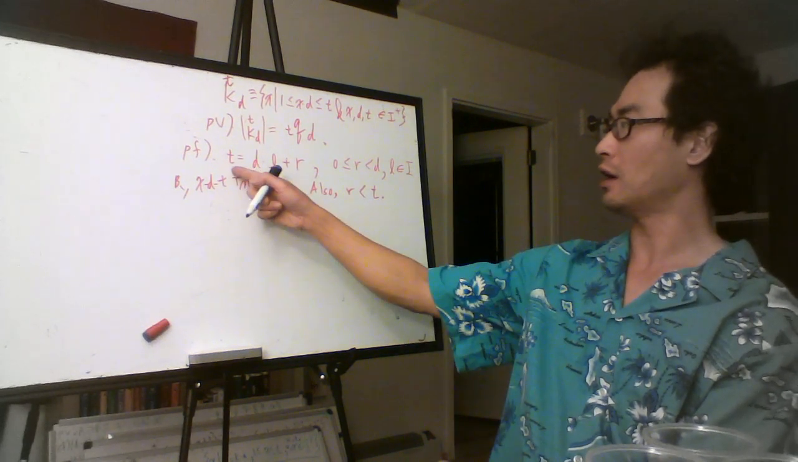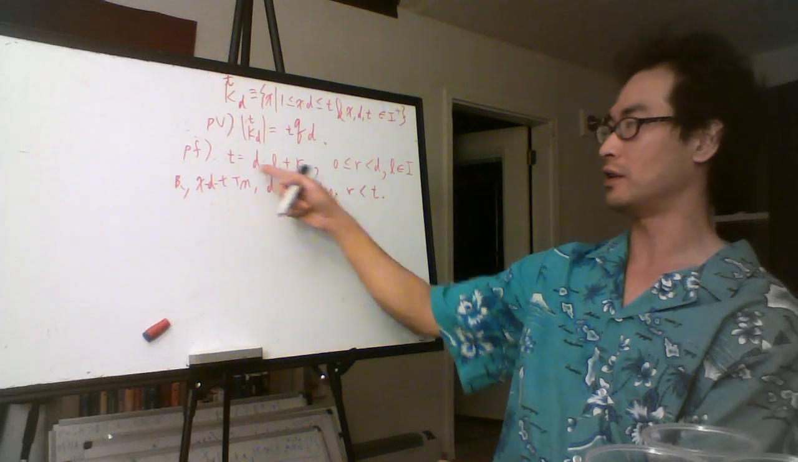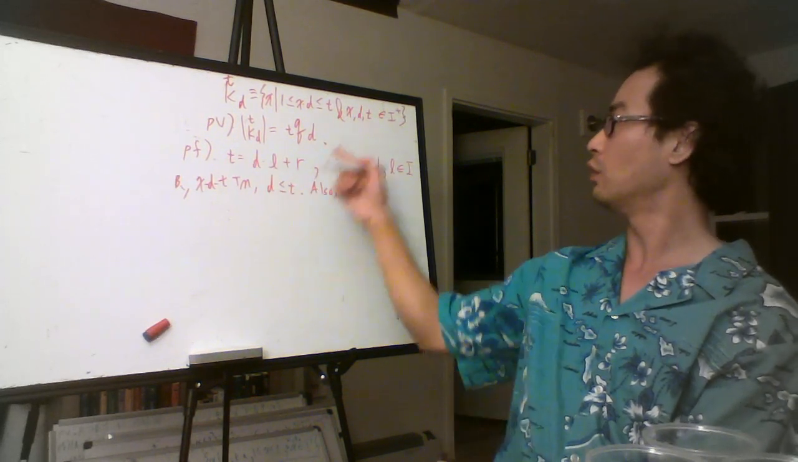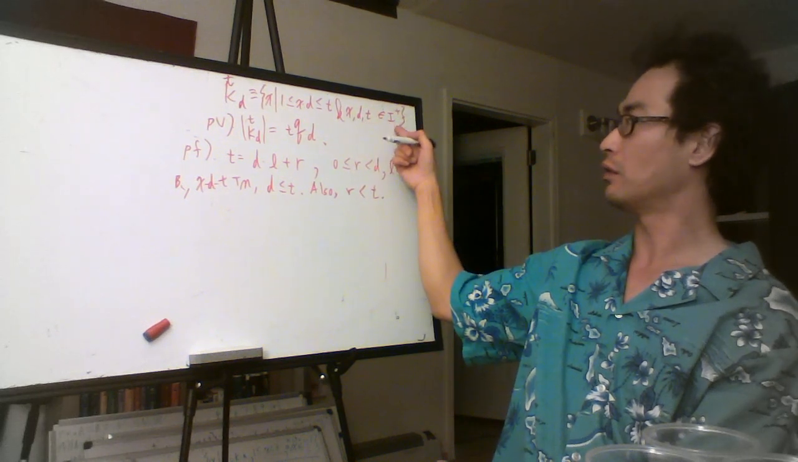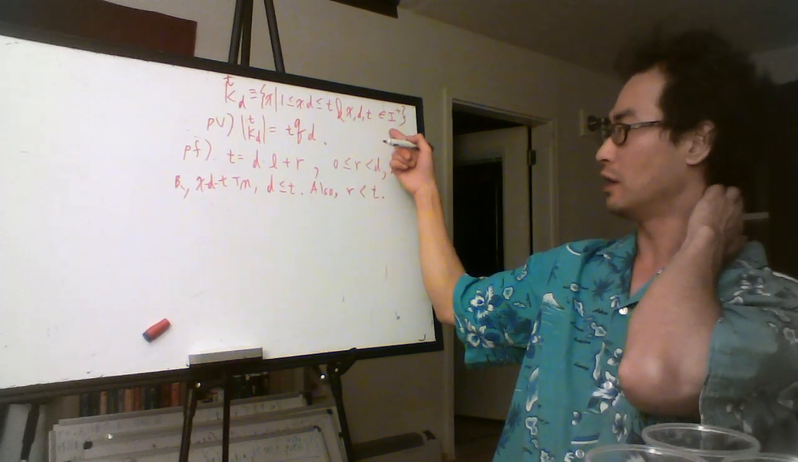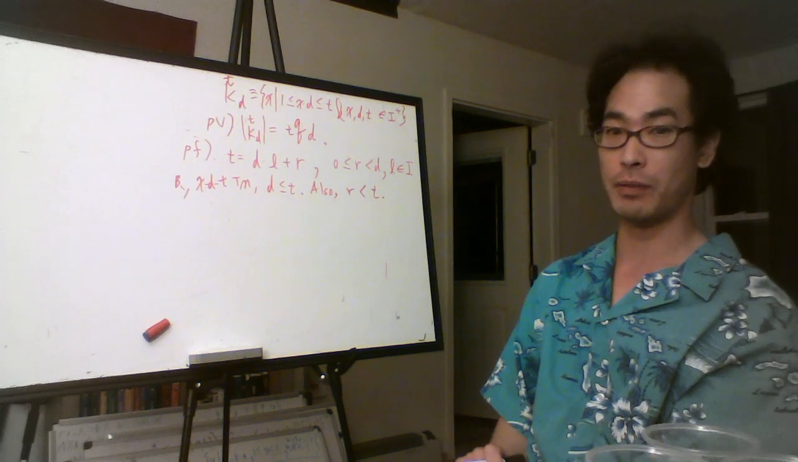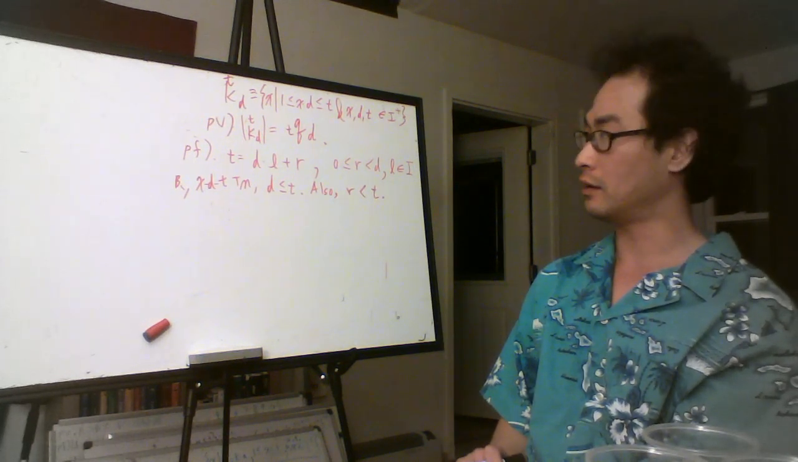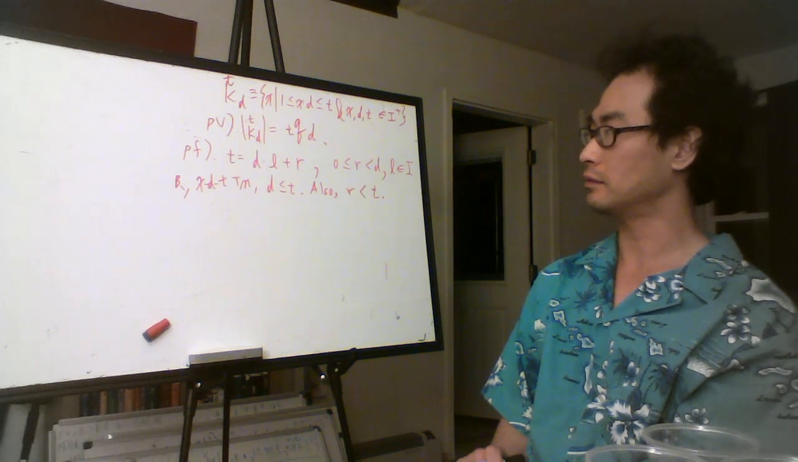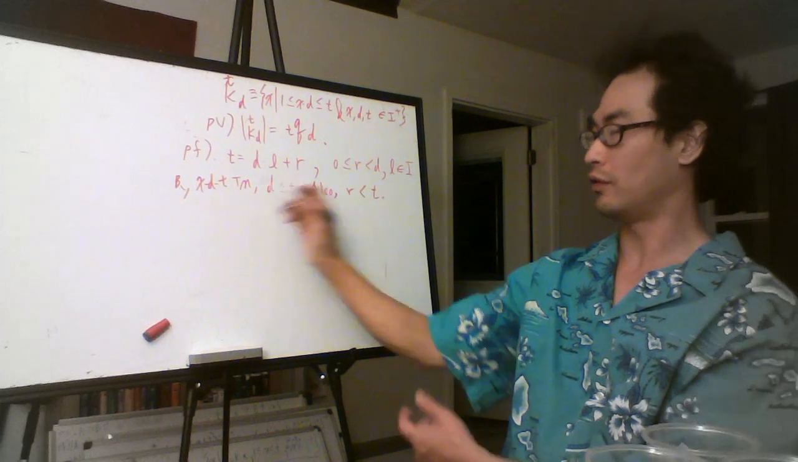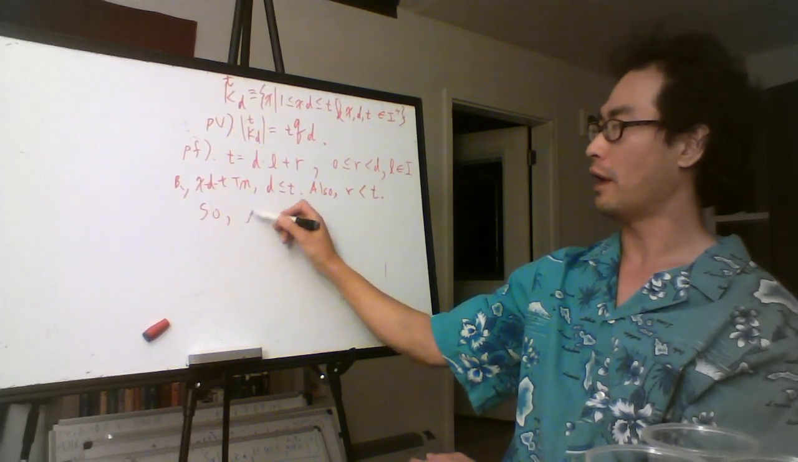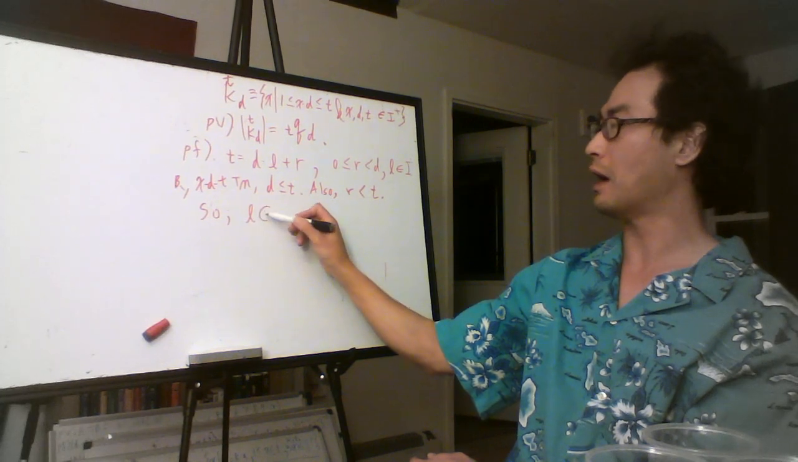So you have T and R. R is smaller than T. So this guy has to be a positive number. And we know D is a positive number. That's what we assumed, right? So L has to be a positive number. Not only that, well, let's do it step by step. L has to be a positive integer.